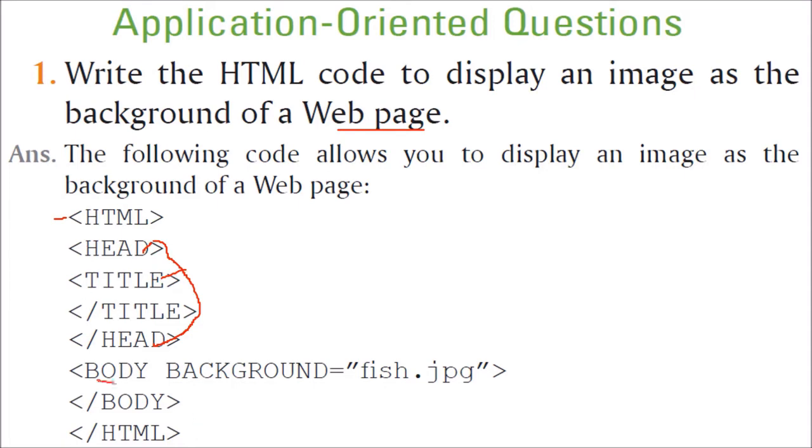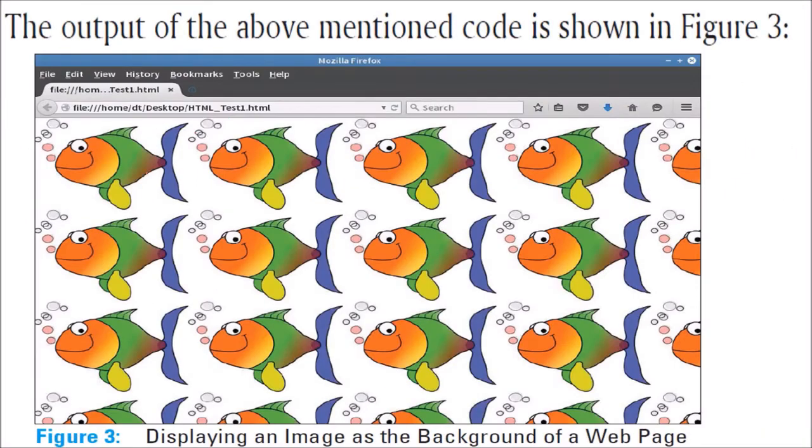So we'll come into the body, and in this body tag only, you have to give background. Background is equal to the name of the image. This can be any image, but you have to give the path. Please understand that this web page and this image have to be at the same directory level. Otherwise, you have to give the complete path. Then you just close the body and this will be done. So the output will be something like this: all the fishes as the background image of your code.